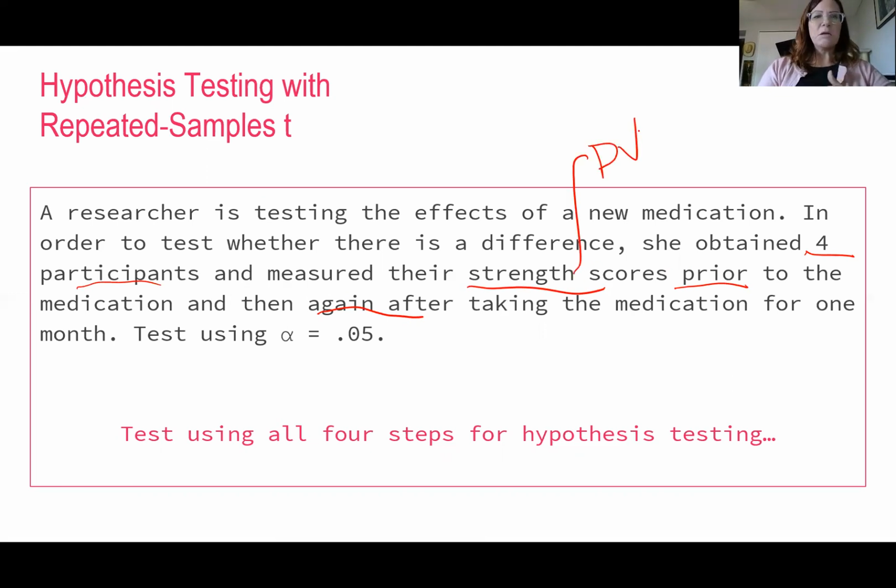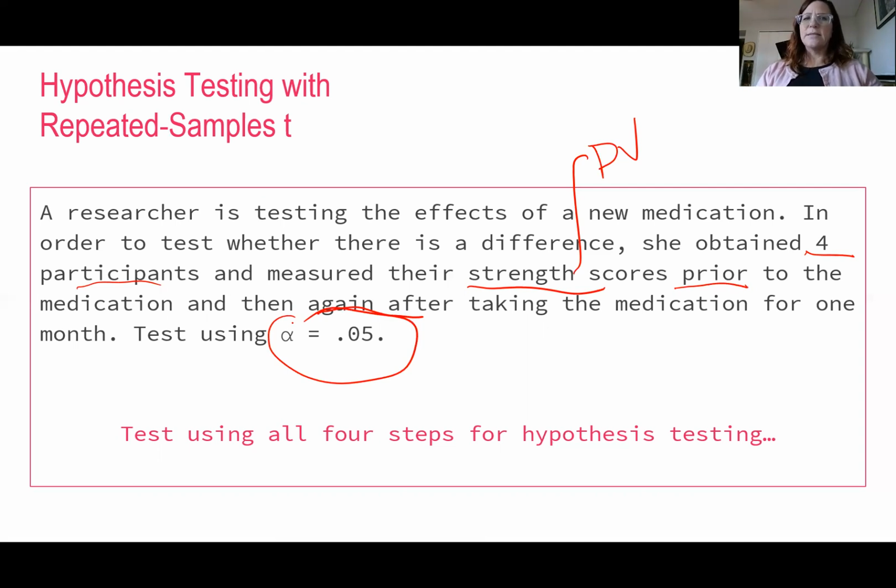Okay, and it says just testing the effects. So if you really think about that, that's pretty vague. Nowhere in here is she saying that the strength will go up or the strength will go down, anything like that. It's just saying they're testing the effects. And then we're given the criterion of 0.05.